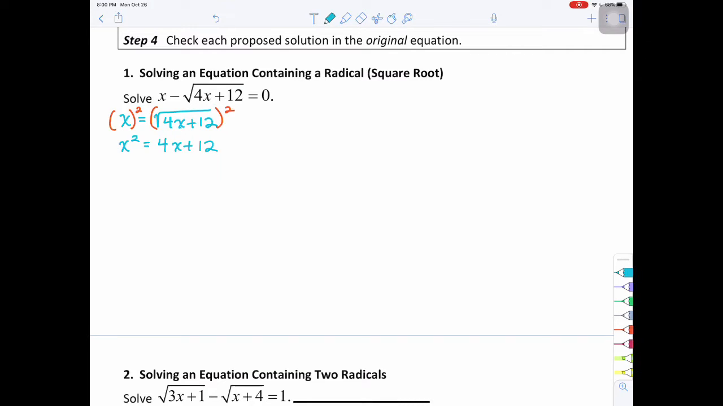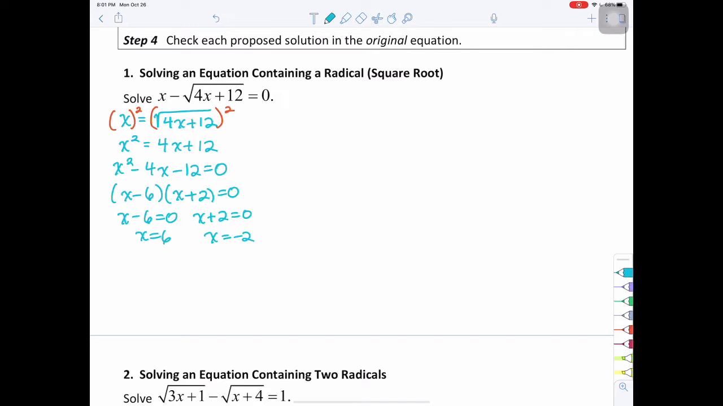Now, since we have both an x squared and an x term, everything needs to come to one side of the equation, and it needs to be set equal to 0. So we end up with x squared minus 4x minus 12 equals 0. And that's a quick factor since that has a leading coefficient of 1. It's x minus 6 multiplied by x plus 2 equal to 0. So either x minus 6 equals 0 using our zero factor property, or x plus 2 equals 0. So x is equal to 6 or x is equal to negative 2.